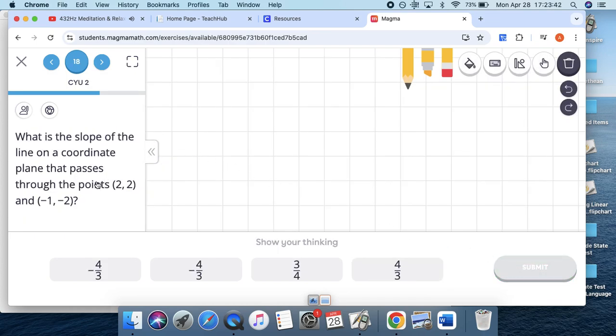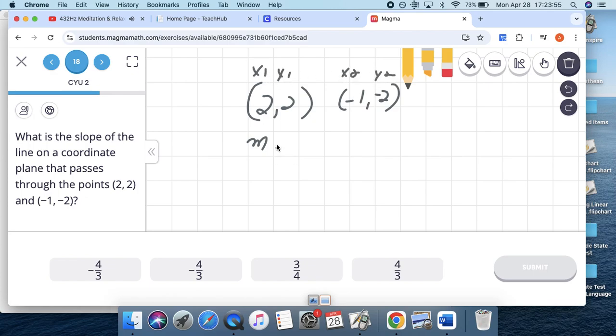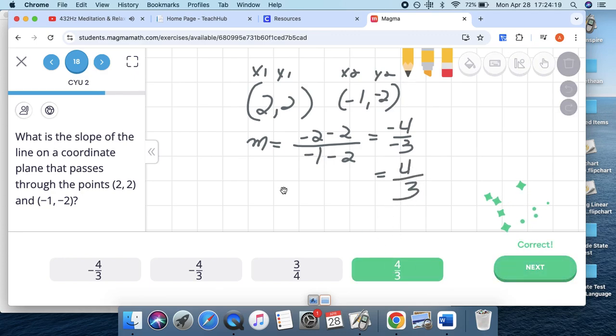What is the slope of a line that passes through (2, 2) and (-1, -2)? So we want the slope. So x1, y1, x2, y2. Doesn't matter which one you make x2 or x1. So let's do the change in y value: -2 minus 2, and then -1 minus 2 on the bottom. So we get -4 and -3, and negative divided by negative is a positive, so the answer is 4 over 3. That was simple.